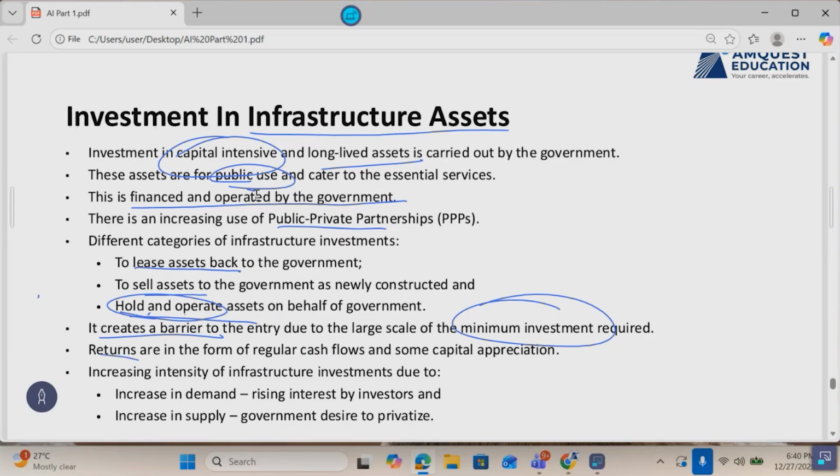Obviously, the returns are always in the form of regular cash flows and appreciation, right? Because you will be earning regular income. Like metro, if you invest in the metro project, you'll be earning income from the regular income that the metro is earning from selling tickets to the people, right? Okay. And obviously the intensity of infrastructure investments will depend on demand and supply, right or wrong? Now the metro project took a long time. Finally, the demand is high. People are liking metro projects. So the demand might increase. Interest by the investor also might increase. Supply will increase as the government desires to do more and more. So as the government is doing more projects, the supply of such projects will also increase, right?